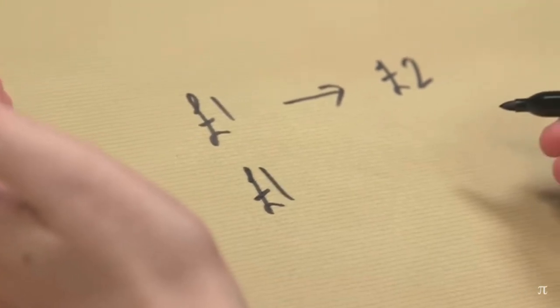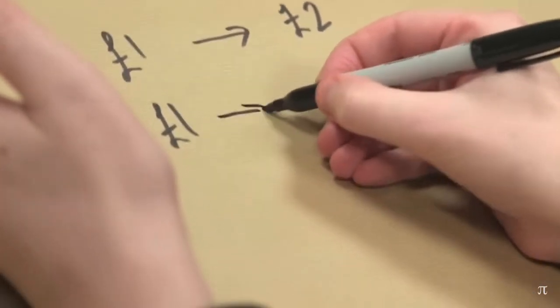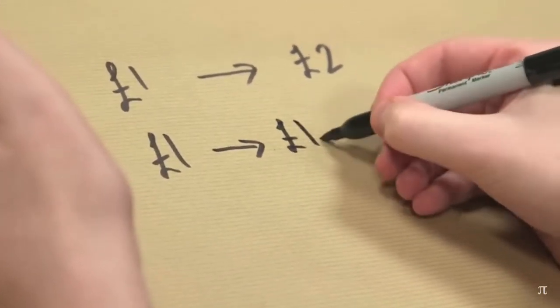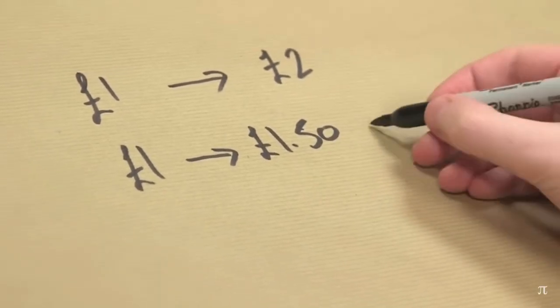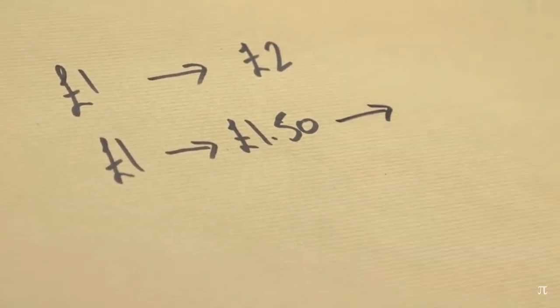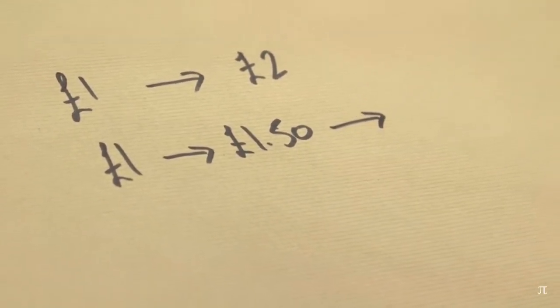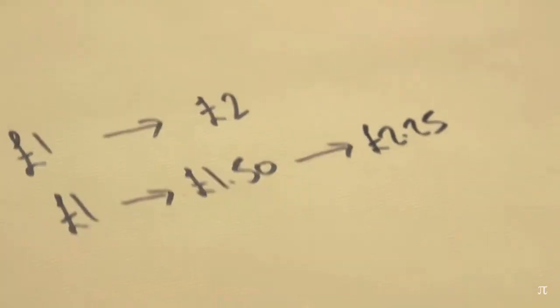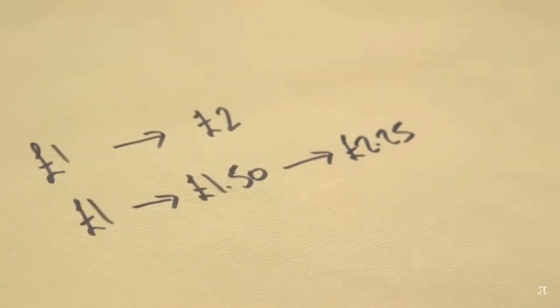What if I offered you instead 50% interest every 6 months? Now, is that better or worse? Well, let's think about it. Okay, you're starting with £1 and then I'm going to offer you 50% interest every 6 months. So after 6 months, you now have £1.50. And then you wait another 6 months and you're earning 50% interest on your total, which is another 75p. And then you add that on to what you had, so it's £2.25. Better. It's better.